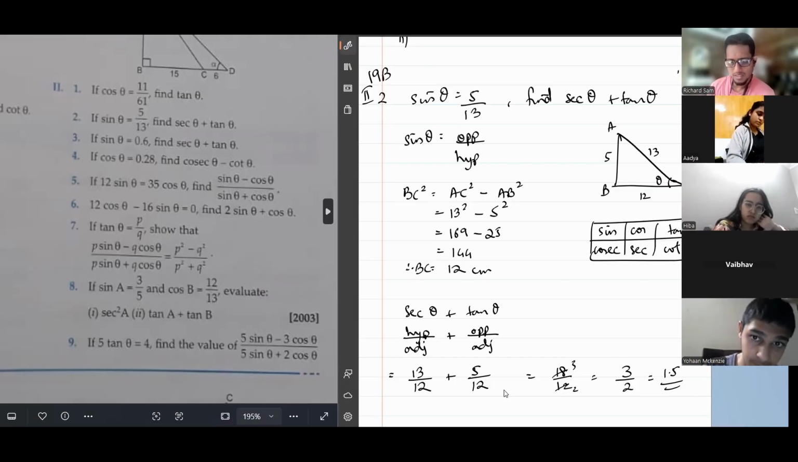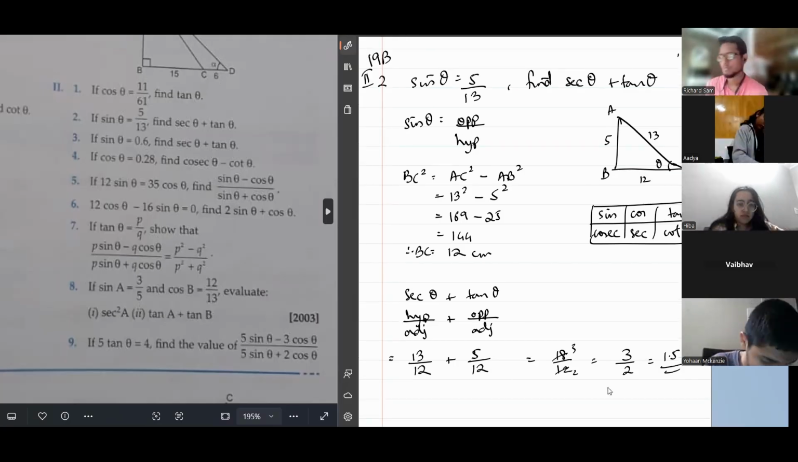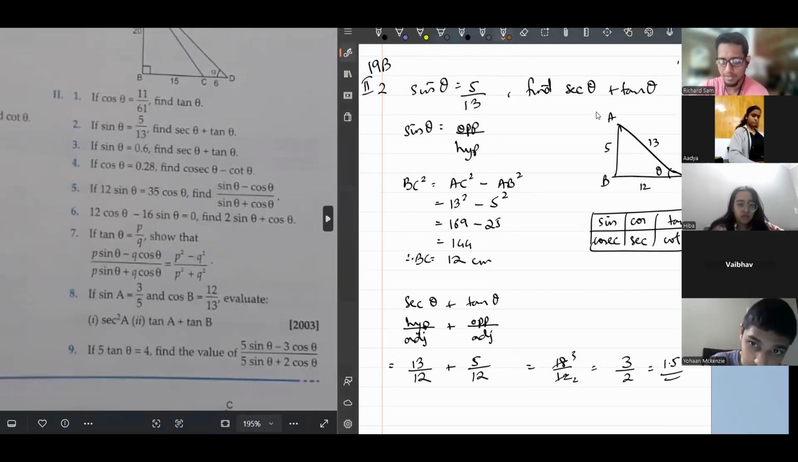Okay, is everyone done writing this? Okay, we'll move on. Just before you start the 8th one, I want you to understand something. Look at the sides of this triangle ABC. Now here AB was 5, BC is 12, and AC is 13.